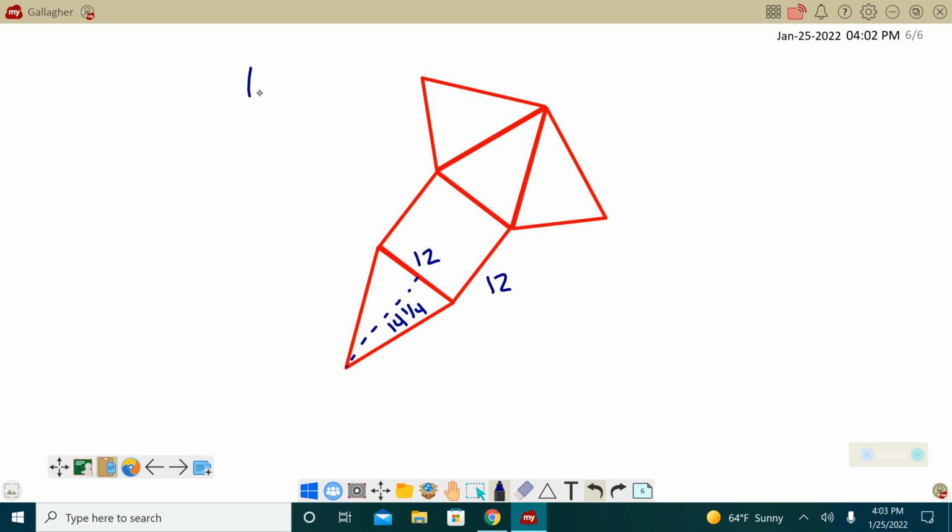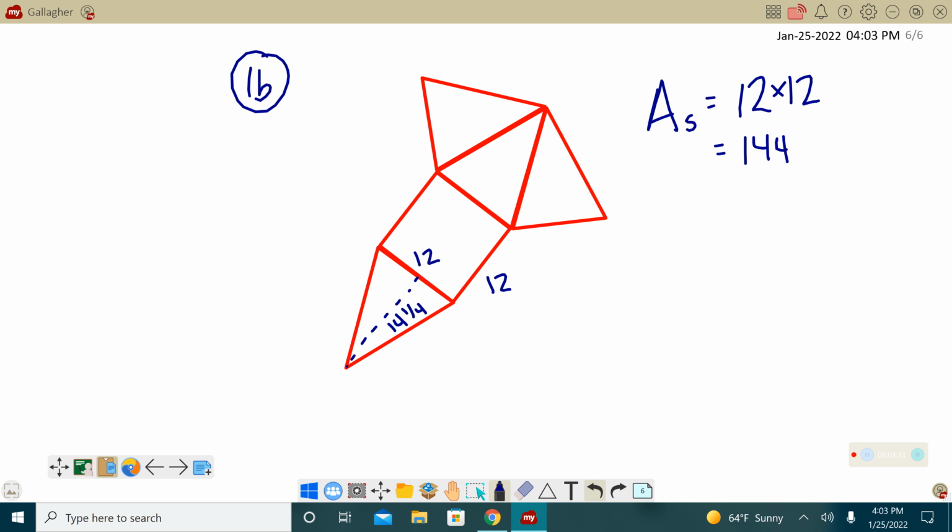In 1B, we have a shape that is made up of a square in the middle, and then we have 1, 2, 3, 4 triangles that are identical. So we're going to start by finding the area of the square. To find the area of a square, you do the side length times the side length. And in this case, it's 12. If you need a calculator for this step, it's fine. If you can do it in your head, that's great. So 12 times 12 is 144.